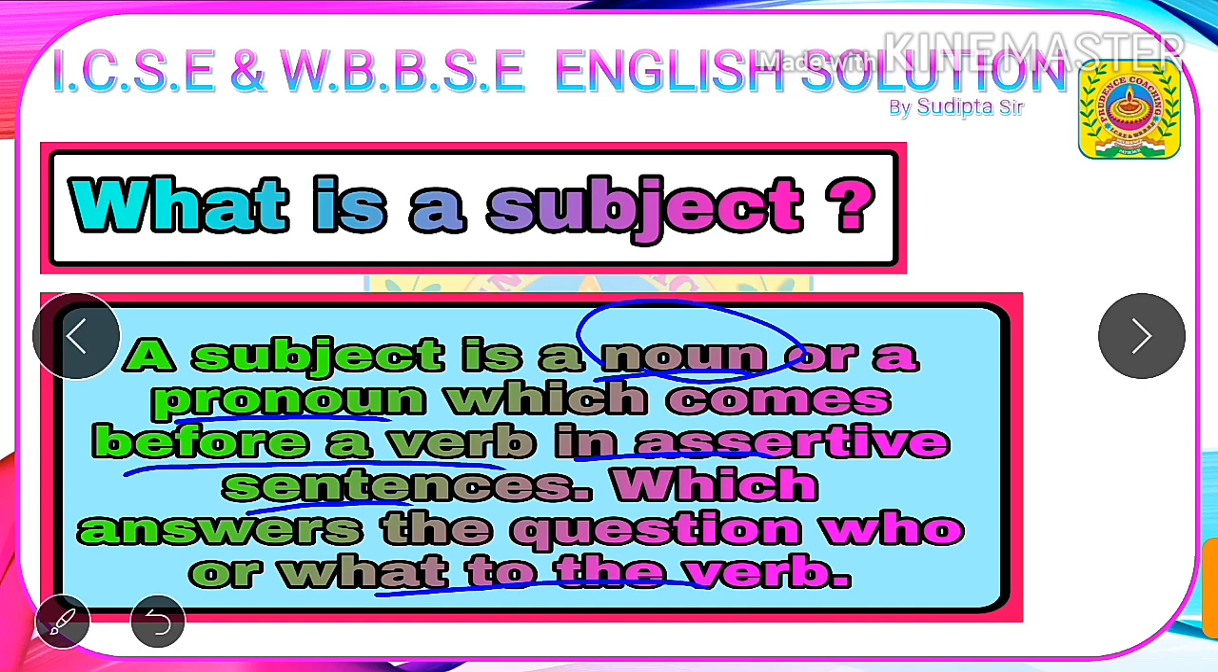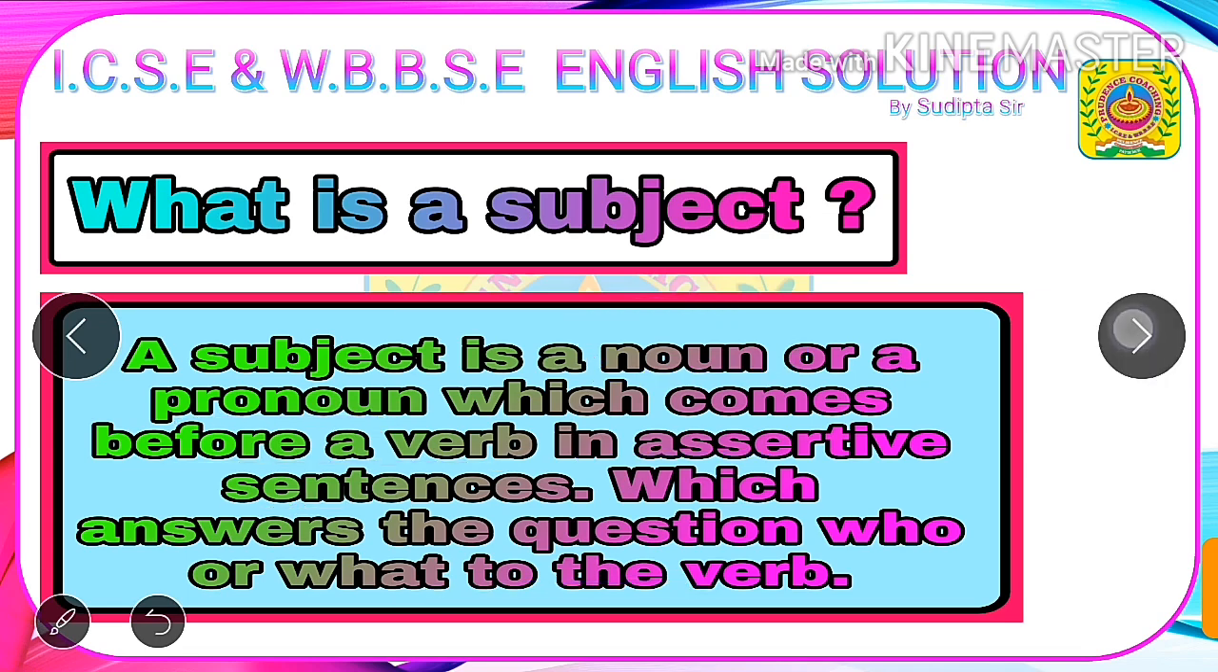Then again, if we take another example, Rita is a good girl. Here is is a verb. If we ask who is a good girl, if we ask who to the verb, then we get the answer Rita. So here Rita is the subject. So students, we learn that subject is either a noun or a pronoun which comes before a verb in an assertive sentence, which answers the question who or what to the verb. Now I think your concept regarding subject is clear.